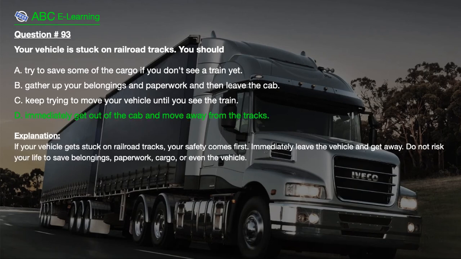The correct answer is here, D. Immediately get out of the cab and move away from the tracks. Explanation. If your vehicle gets stuck on railroad tracks, your safety comes first. Immediately leave the vehicle and get away. Do not risk your life to save belongings, paperwork, cargo, or even the vehicle.